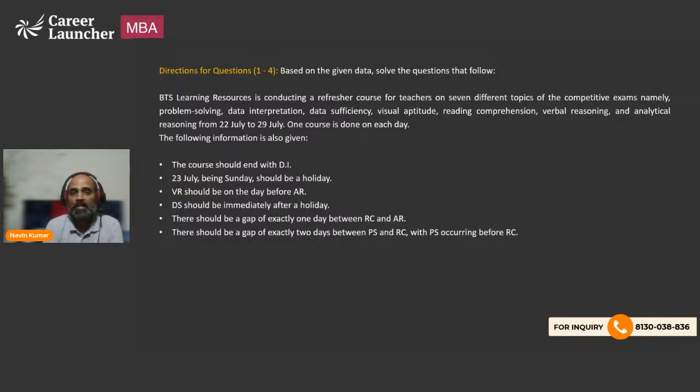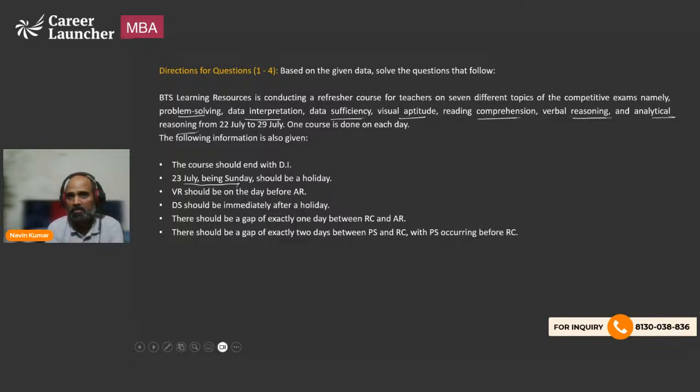From 22nd to 29th July, this is a total of 8 days, right? And we are given problem solving, DI, data sufficiency, visual aptitude, reading comprehension, verbal reasoning, and analytical reasoning. So we are given a total of 7 such competitive exams, and there are a total of 8 days here. So one day they are not doing anything. There is no refresher course here. So that is going to be Sunday, right? On which day there is a holiday, and it's understood that no refresher course will occur on that day.